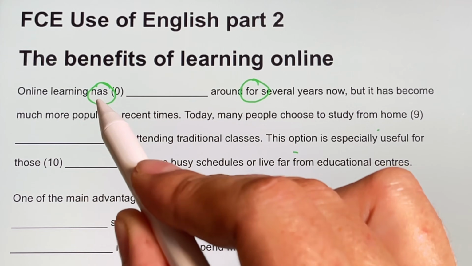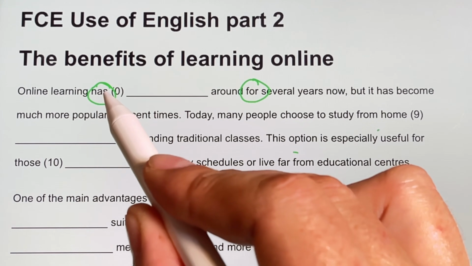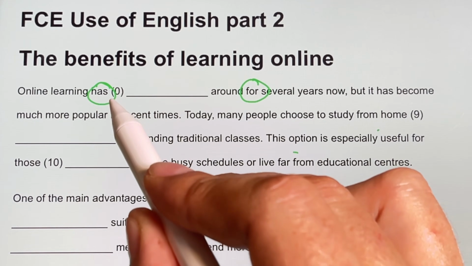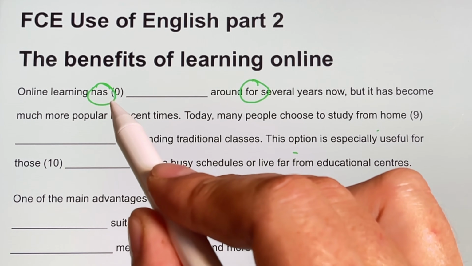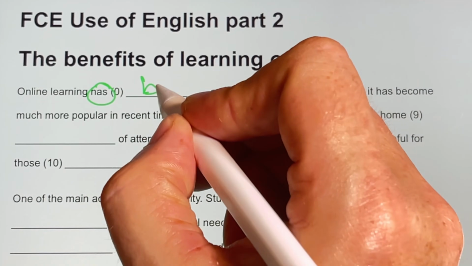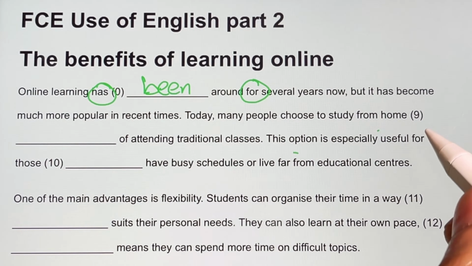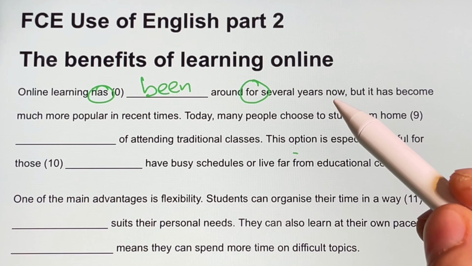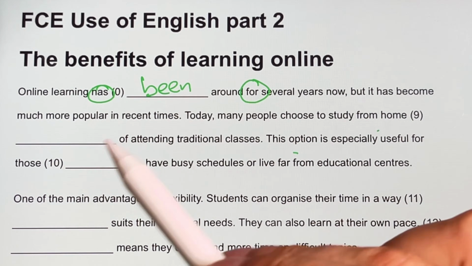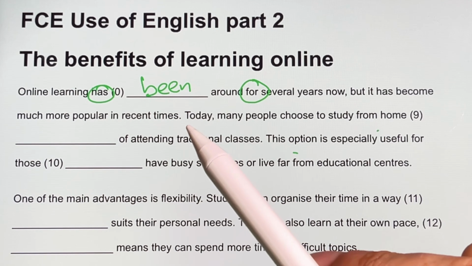And I know that it has to be a verb that I have to use here. So the verb that I'm looking for is present perfect. Has been. Has been around for several years now. But it has become much more popular in recent times.